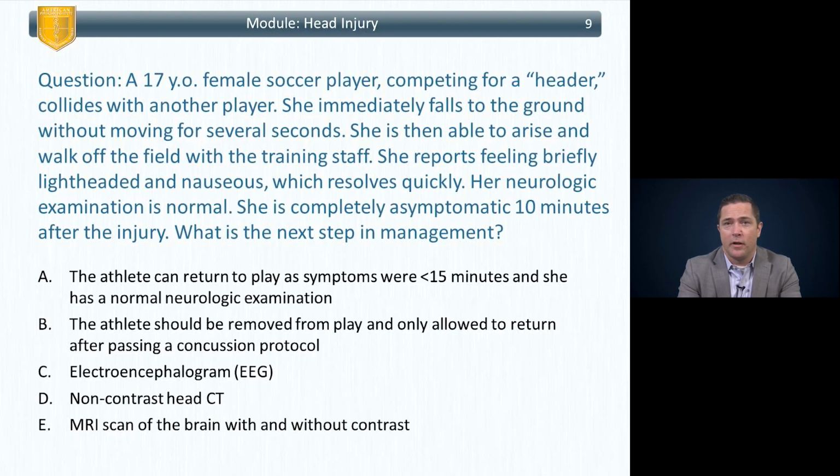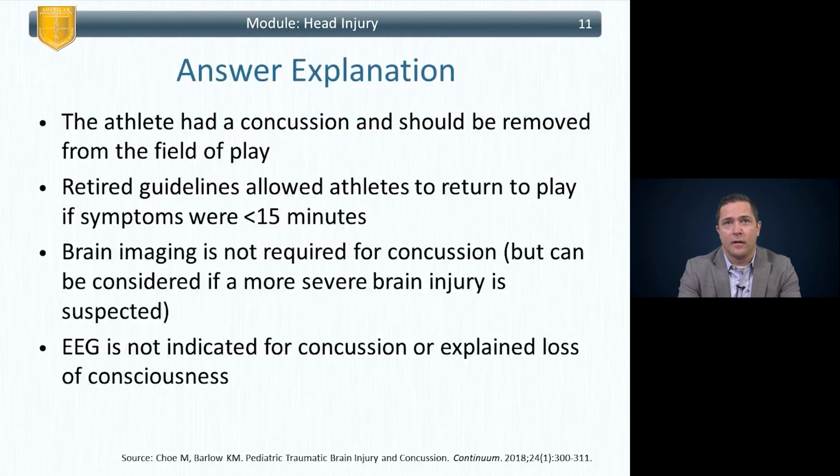The athlete can return to play as symptoms were less than 15 minutes and she has a normal neurologic examination. The athlete should be removed from play and only allowed to return after passing a concussion protocol. She requires an EEG. She requires a non-contrast head CT. She requires an MRI scan of the brain with and without contrast. The best available option here is B. The athlete should be removed from play and only allowed to return after passing a concussion protocol, and cannot return that same day to competition.